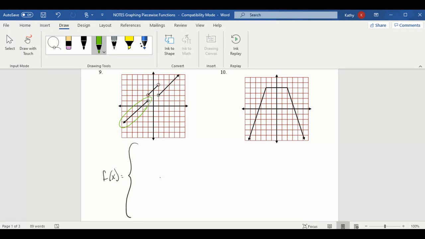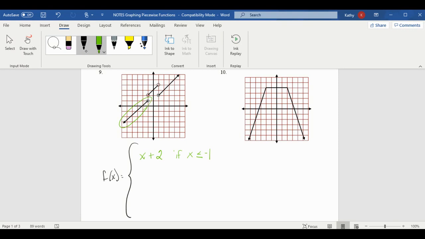What is your slope? Your slope is 1. What is your y-intercept? Well, it's not drawn quite yet, but if we extend it, we'll see that the y-intercept is at 2. And this is if x is less than or equal to -1. Right, we've just traveled up to -1, and there's a closed circle.